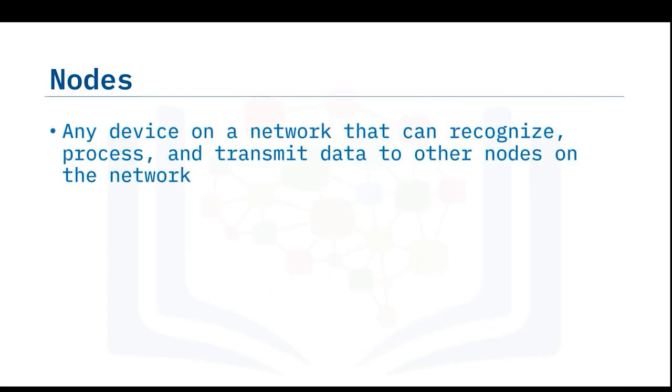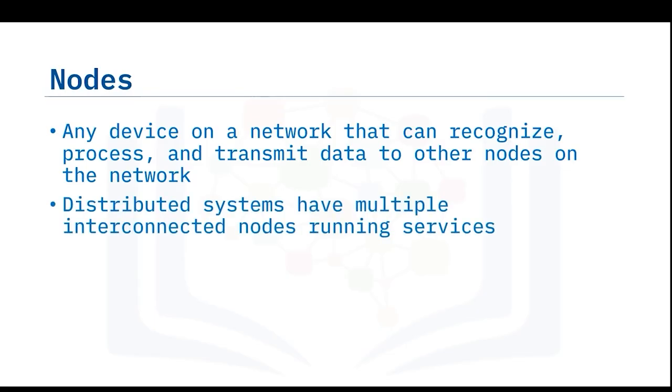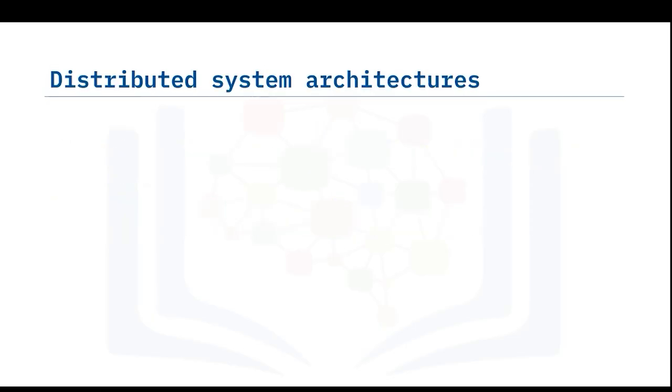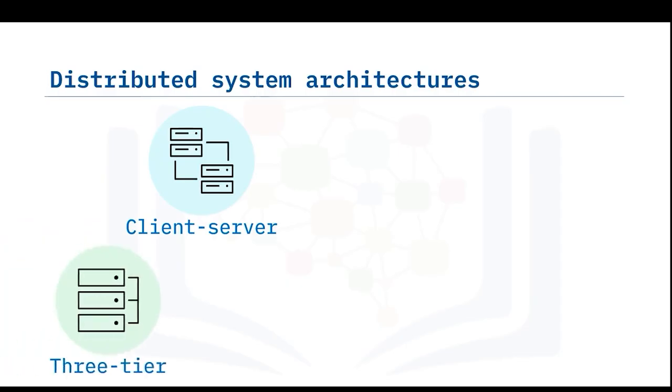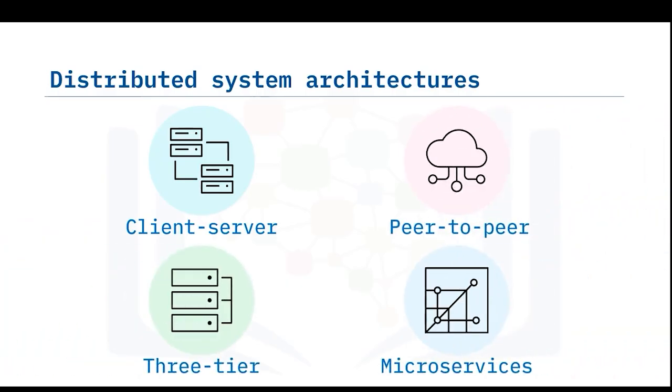Now, a node is any device on a network that can recognize, process, and transmit data to other nodes on the network. A distributed system consists of multiple interconnected nodes where the nodes are running one or more services in an SOA. Distributed systems generally use one or more of the following basic types of architecture: client-server, 3-tier, peer-to-peer, or microservices. These application architectures and their characteristics will be discussed in another video.